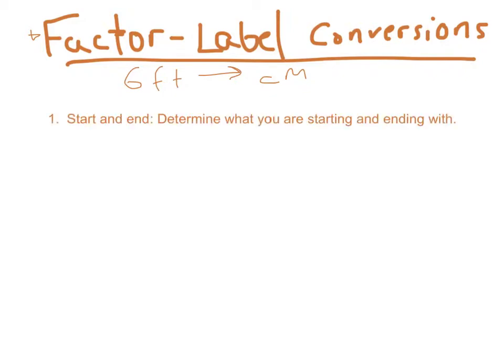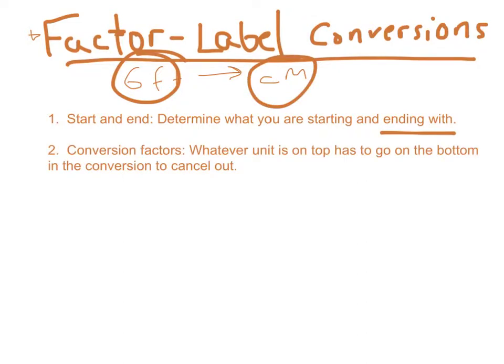The first step is start and end. Determine what you're starting with and what you're ending with. For example, in the example I've given you, you are starting with 6 feet, and you are ending with centimeters. The second step is the conversion factor. You need some factor that will translate between feet and centimeters. For example, you might be able to look up on the internet that there are 30.48 centimeters in 1 foot.